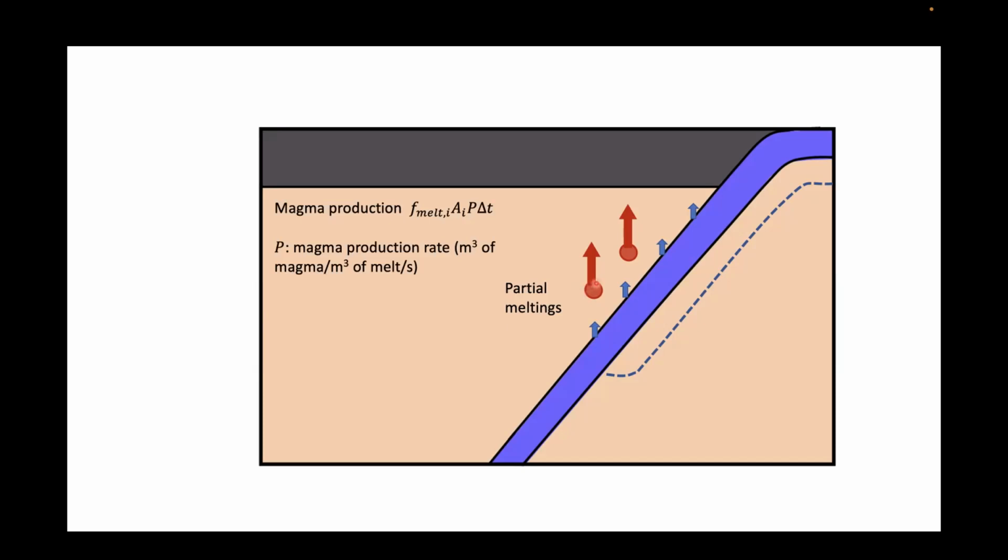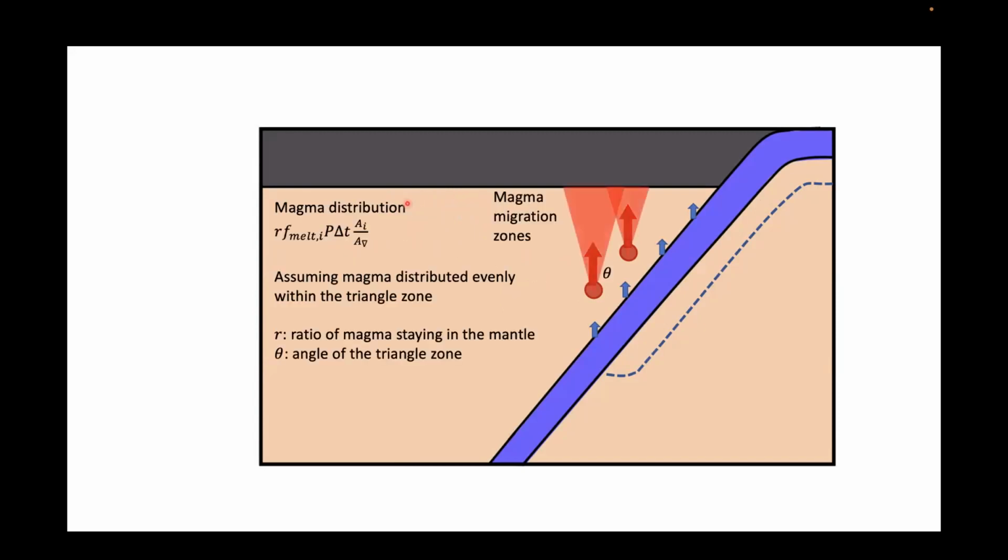We assume this magma will be produced at a constant rate. This rate, P, is a model parameter. We don't know the rate yet. And then the amount of magma generated at this melting zone depends on the degree of partial melting, the area of the melting zone, and the production rate. And this amount of magma then will be distributed into some fan-shaped zone. And we assume that this distribution is instantaneous.